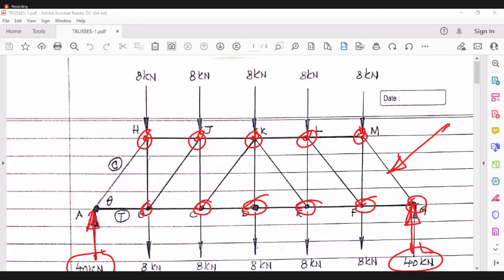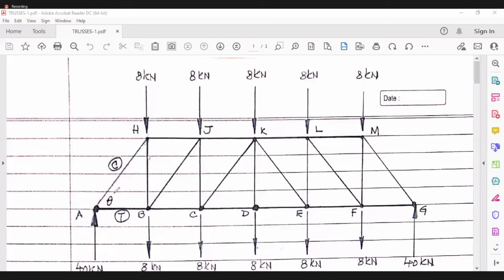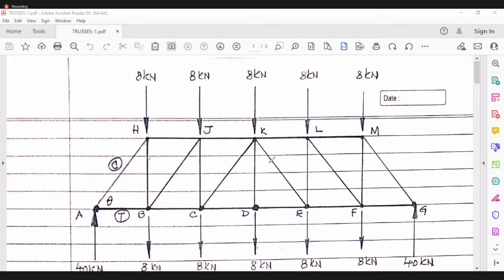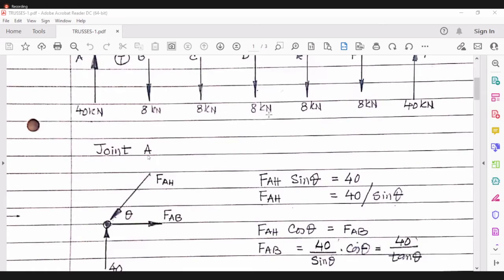Okay, then we look at the equilibrium of point A. On point A, element AH and element AB are giving a force, and there is a support reaction also. From knowledge of this support reaction, we have to find out the force in element AH and element AB. For that, we will take a closer look at joint A.